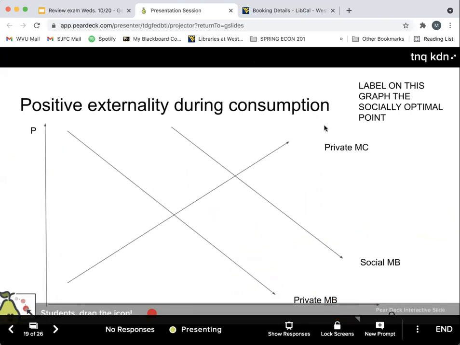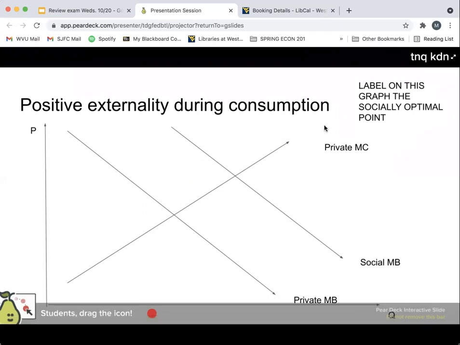So externalities can happen during the production process or during the consumption process. All right. So this is showing a positive externality during consumption. So this could be something like, all right, I've got one. A positive externality when I drink coffee. When I drink coffee, I drink it for me. I'm not thinking about all the other costs and factors that go into it.